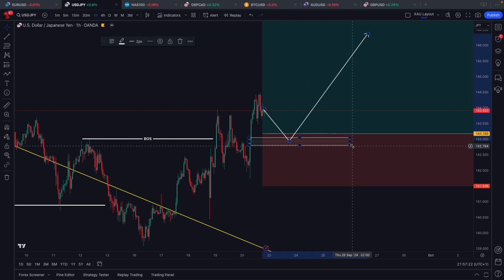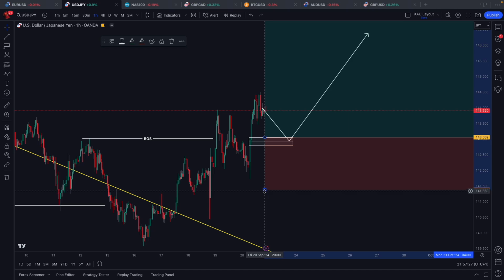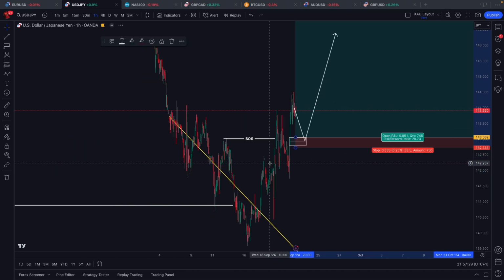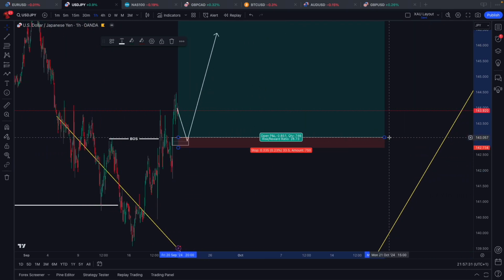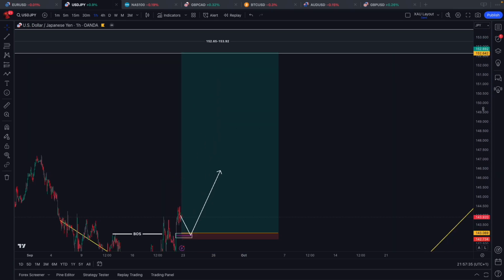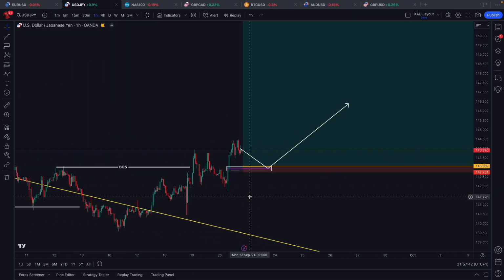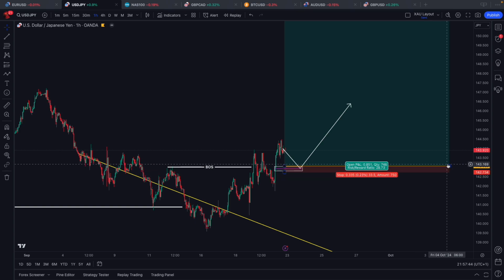Down and up like this. I like everything to be nice and neat. We may see something like that. 33 pips stop loss, followed by a lovely 962 pip take profit. And this is more than achievable. This is very much achievable.